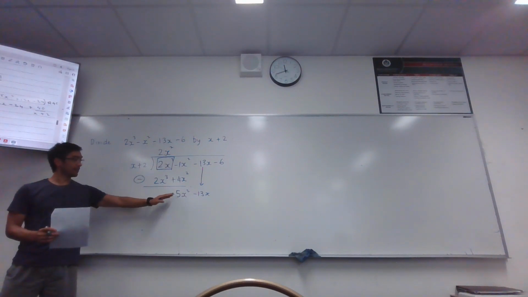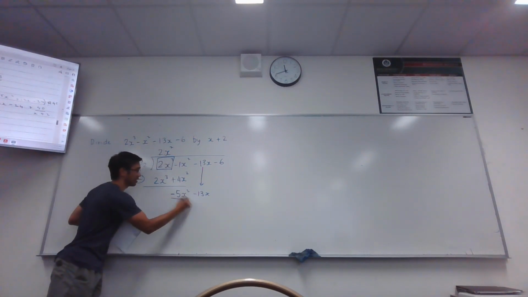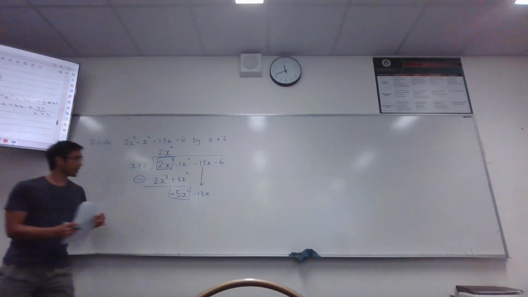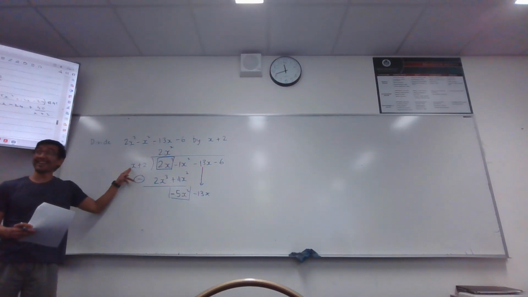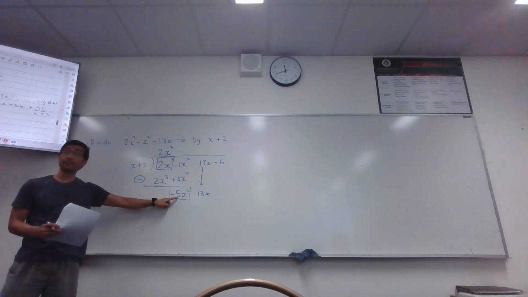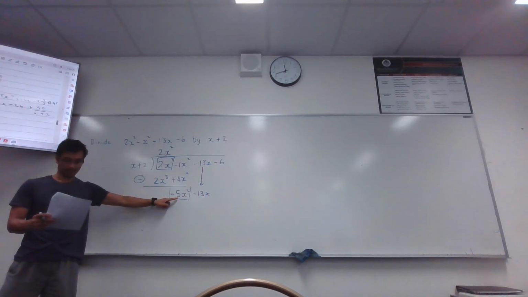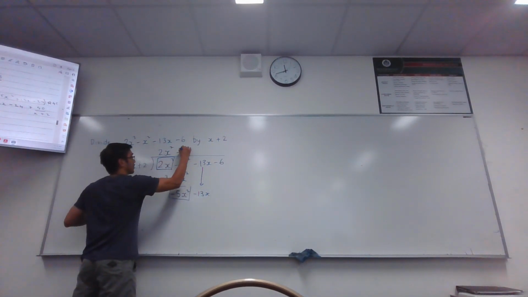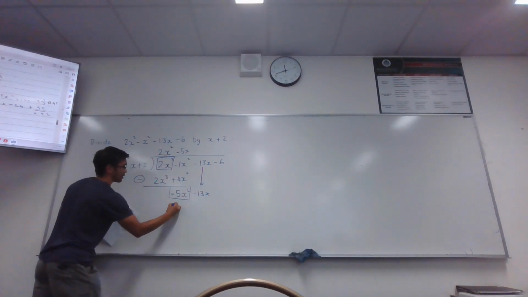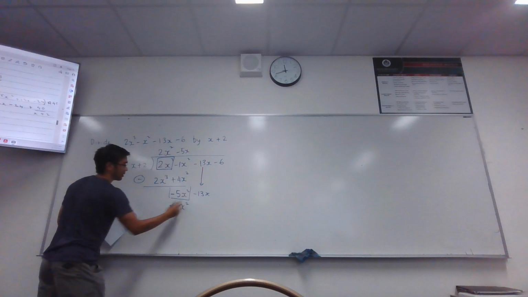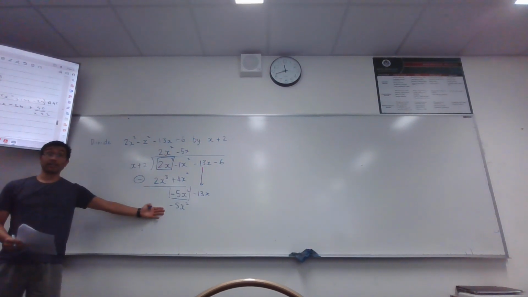Now we're focused on this guy here. How do I get a negative 5x squared? What do I need to multiply here to an x? Zach? X times something is a negative 5x squared. It's a negative 5x. So this and this is a negative 5x squared. We know it's going to cancel out when we minus.